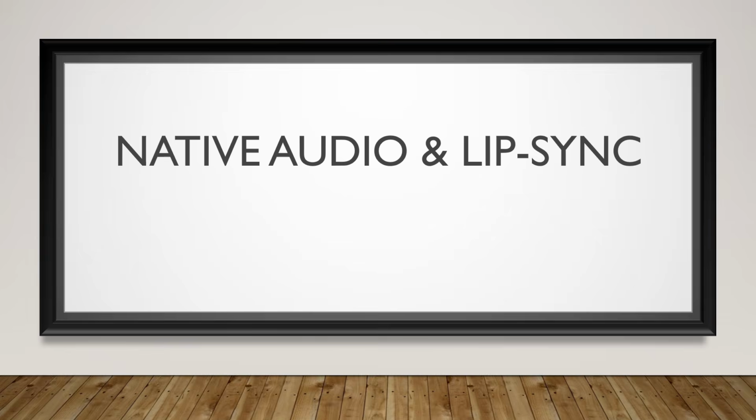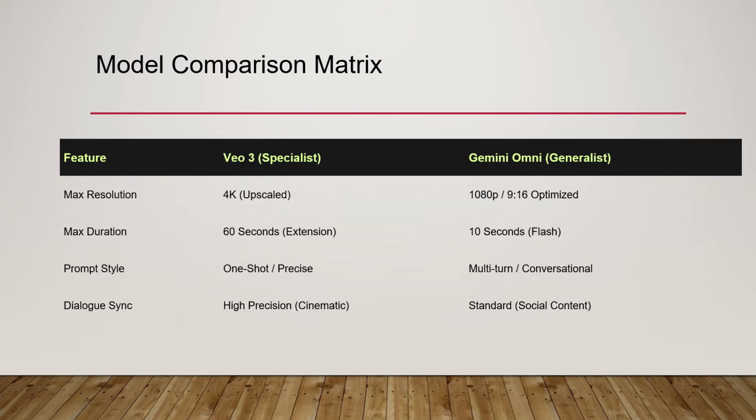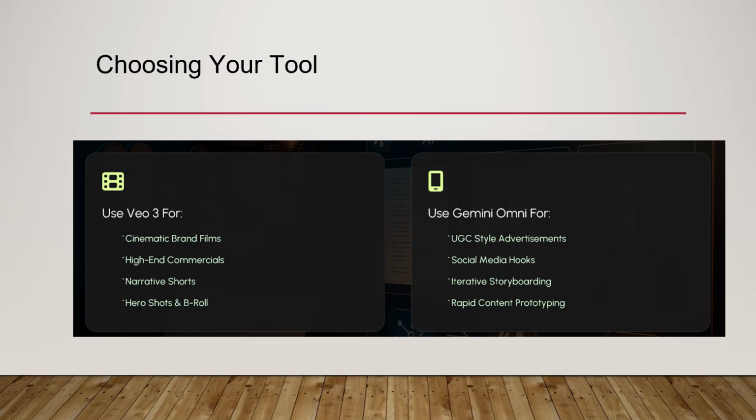The good news is that you don't need to choose one. Use both. Start with Omni for the rough cut and talk your way to the perfect scene, then pass those prompts to VO3 for the high-end cinematic finish. Here is a matrix of key features of each. You can see that each has its pros and cons depending on your needs. If the job is a 4K cinema ad, go VO. If it's 100 TikTok variations for an A/B test, Omni is your engine.